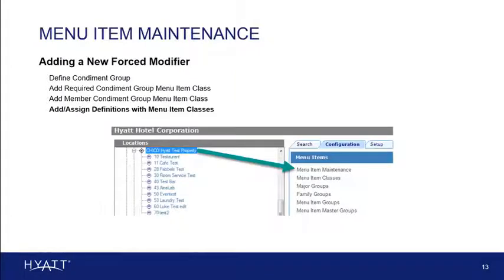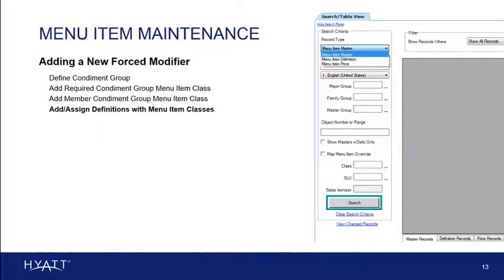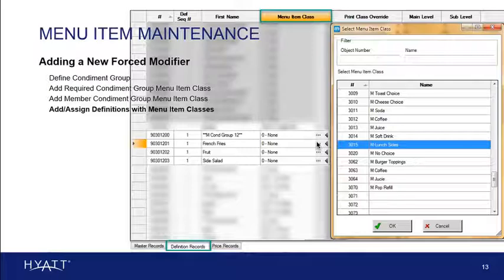So I'm going to launch the menu item maintenance module. Once again, in my example, I'm using the property level, as in most cases. However, you may need to do this at the revenue center levels if you have overrides. Click the search button and pull up my menu items on the definition records tab. I'm looking now way down at the bottom. I'm going to start with the members, looking down in the 900 or 90 million range, which is where our condiment groups are.